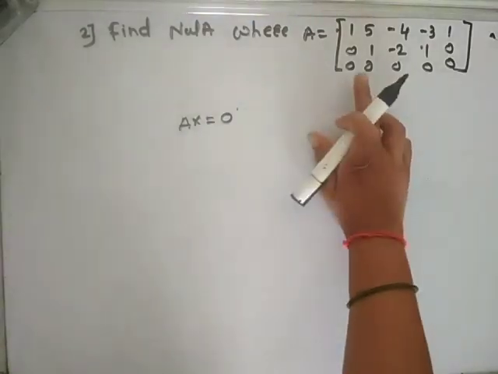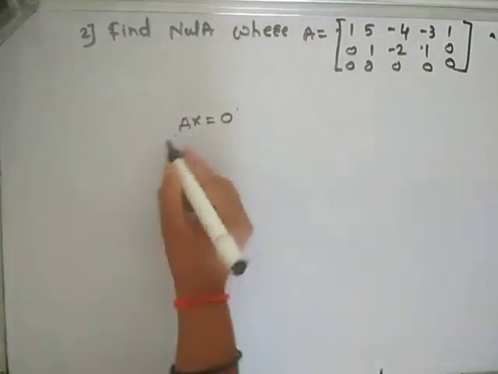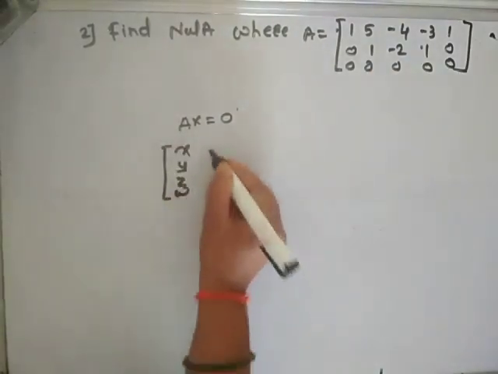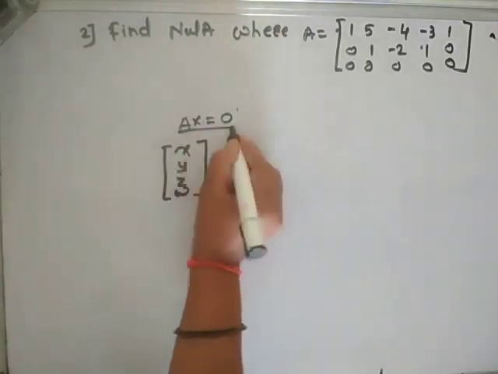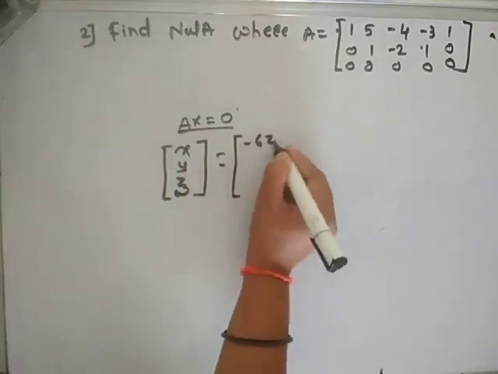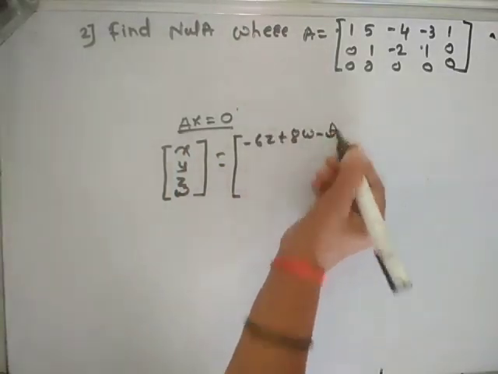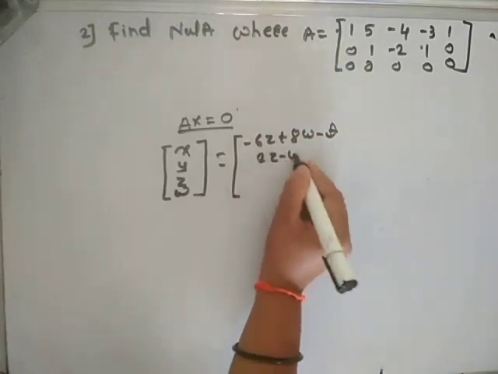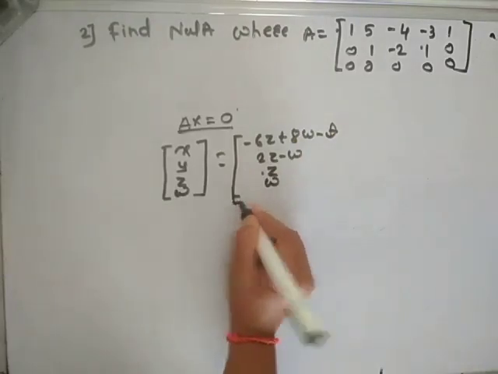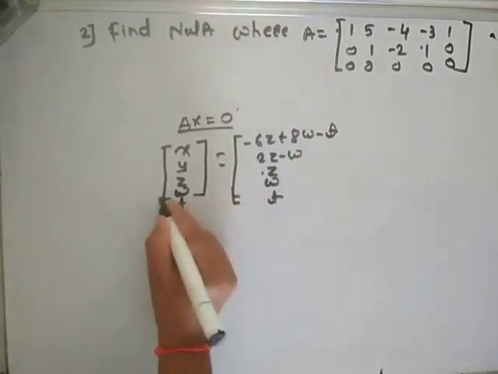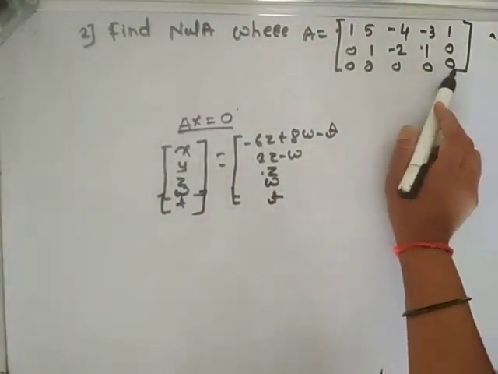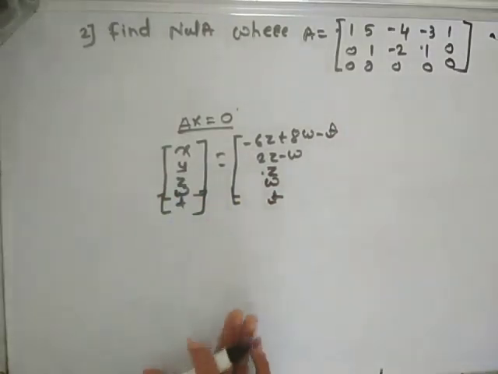Here suppose the variables are x, y, z, w. So you will get the matrix x, y, z, w. Find these values by using Ax equals 0. We will get minus 6z plus 8w minus t, 2z minus w, z, w, and t. Sorry, here also w. Okay, because here are 5 columns, that's why we will take 5 variables.